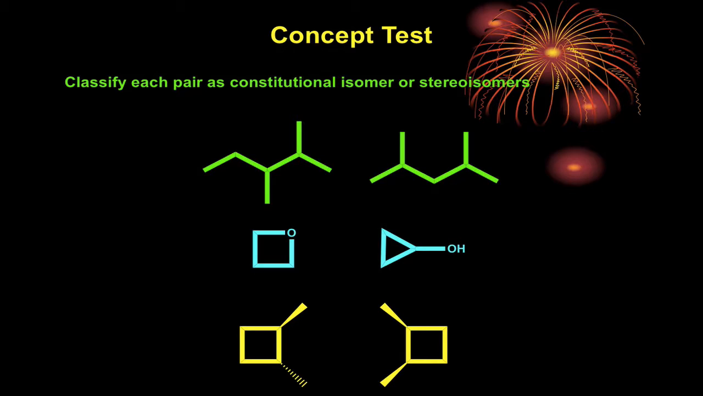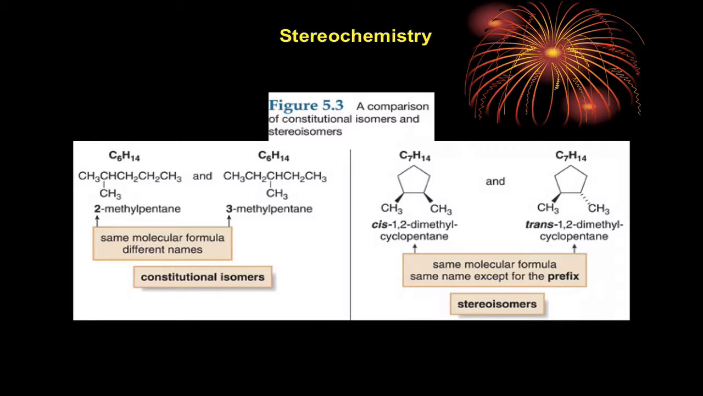to distinguish them. So what would we put in front of the name for the one on the left? Trans, because the methyl groups are on opposite sides of the plane. How about the one on the right? Cis. So the one on the left becomes trans-1,2-dimethyl cyclobutane, and the one on the right becomes cis-1,2-dimethyl cyclobutane. Okay?